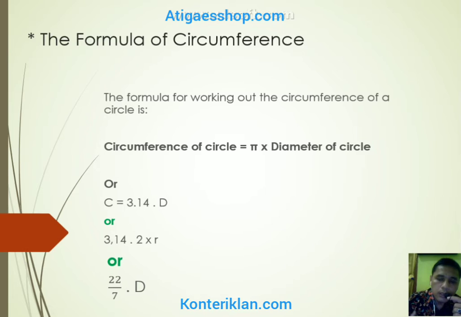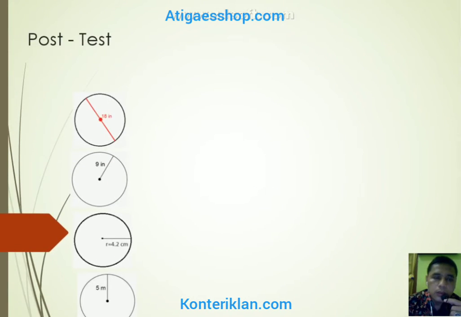As I always say, I sometimes choose 22/7 or 3.14, depending on me. So depend on you as well. And now this is the post test. As I told you about the formula of circumference, I'm sure you can get the result and conduct this post test.